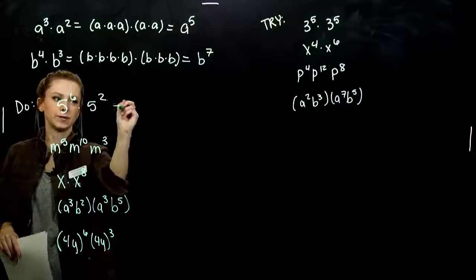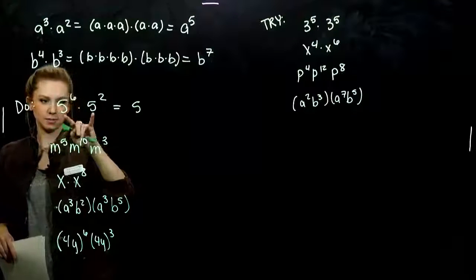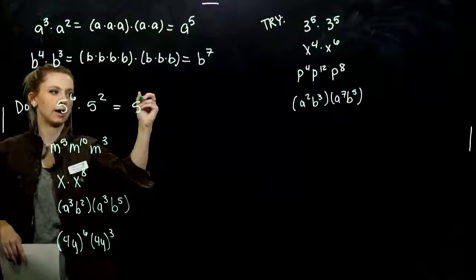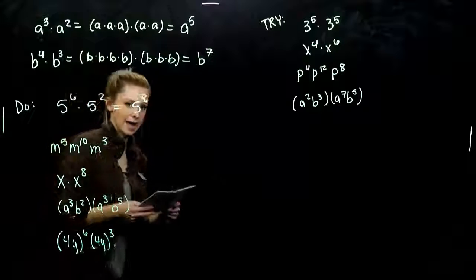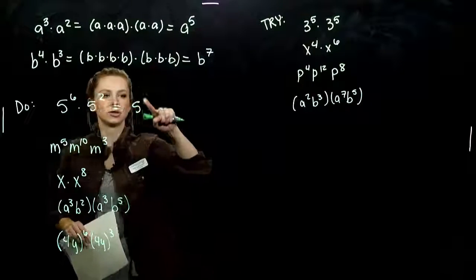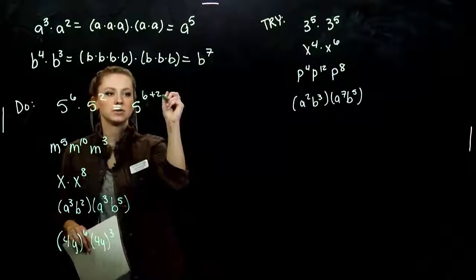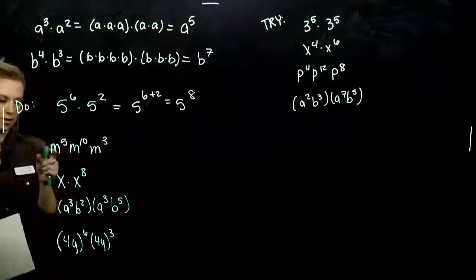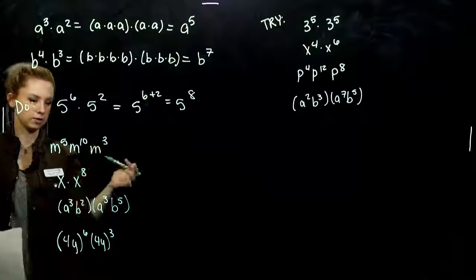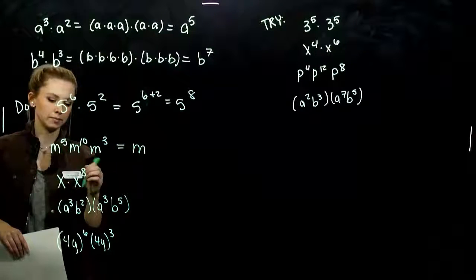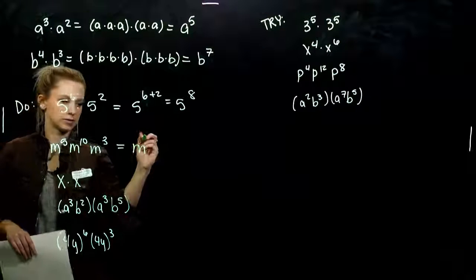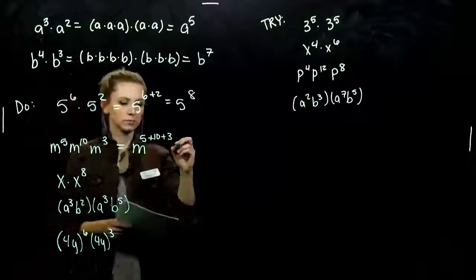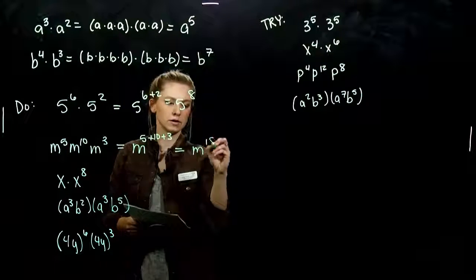So here, first example. Same base being multiplied. So how many factors of 5 do I have altogether? I've got 8 of them that are being multiplied. We add those together. I guess we could show that in between step. 6 plus 2. 5 to the 8th. For part B, now we have 3 chunks, but again, it's all the same base, dealing with m, so we add all of these exponents. This is going to be m to the 5 plus 10 plus 3. So, looking at m to the 18th.